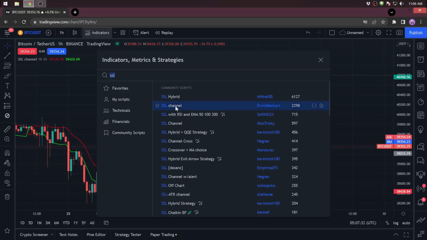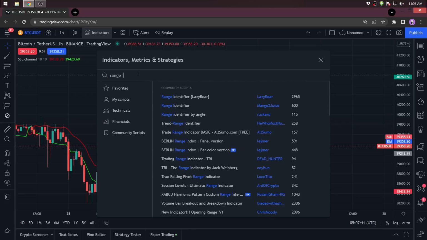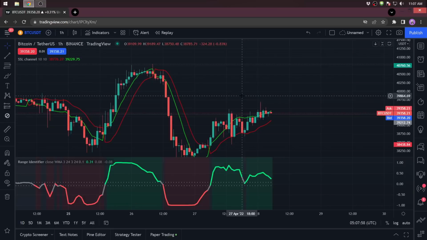Okay, and now I have to add the second powerful indicator, range identifier. So I simply write here range I. Once I write range I, you can see one indicator named range identifier by mango to juice. So I simply click to add it on my chart as well. Okay, we have successfully added two indicators on my chart.